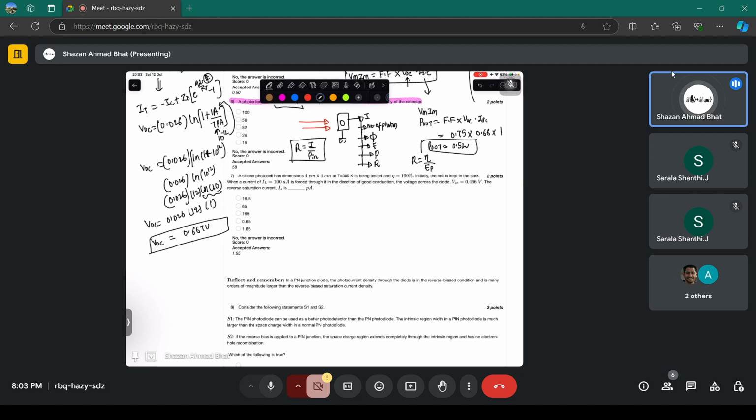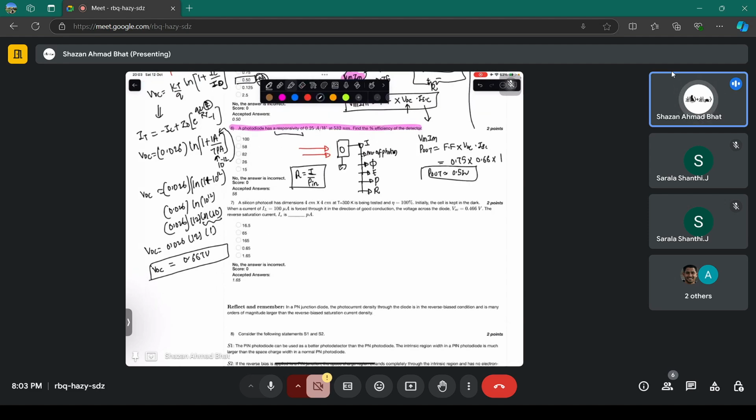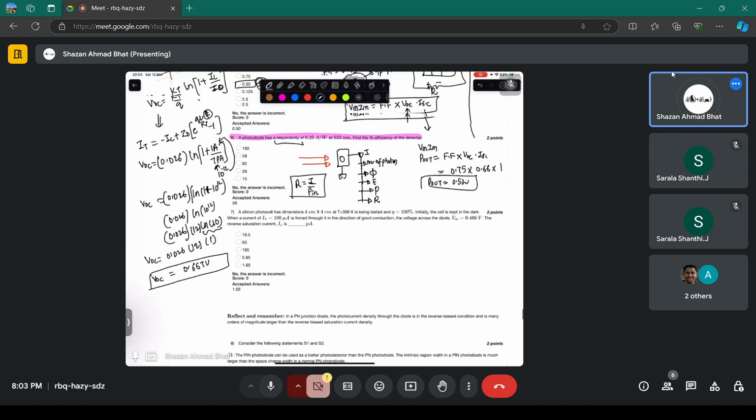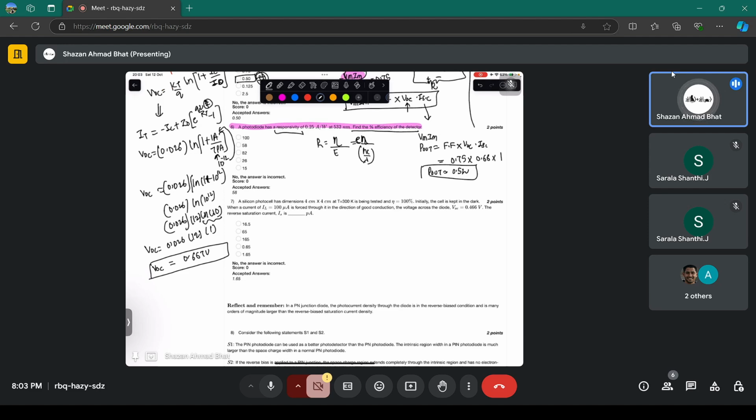Okay, so what you have to find here is, let me just clear this out. So you have to find the efficiency of a detector. So you know that responsivity is basically efficiency times the energy of photons. You can write it as efficiency times hc over lambda, and maybe there is an e factor here, which is because of the charge factor.